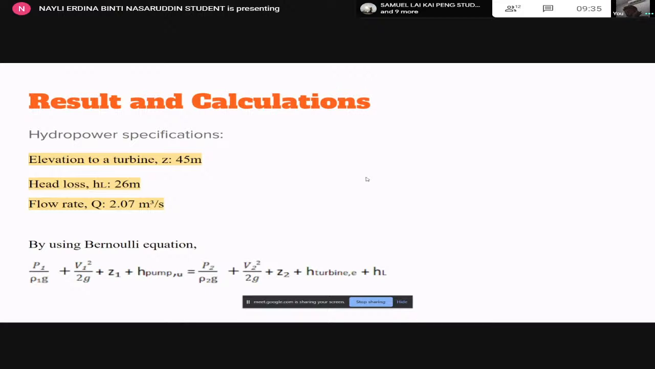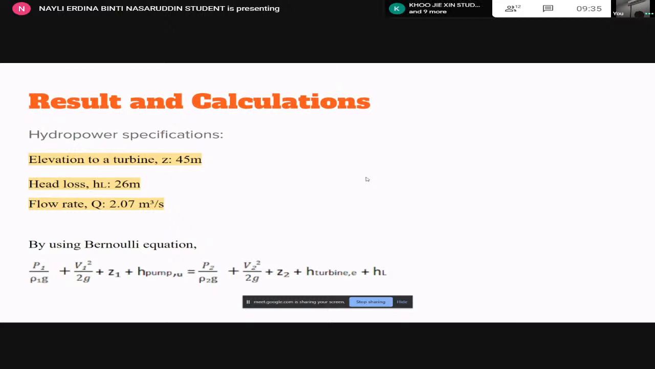We had decided to carry out research on the small hydropower plant using a run-of-river type with a specification as follows. The elevation to a turbine 45 meter, head loss 26 meter, and we used 2.07 meter cube per second as our flow rate, as it is the average flow rate for small hydropower that can be a commercially viable site.